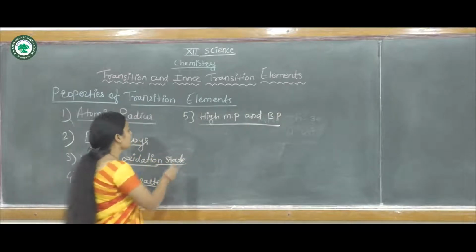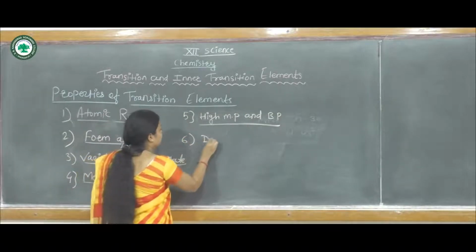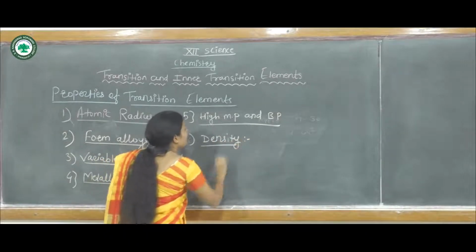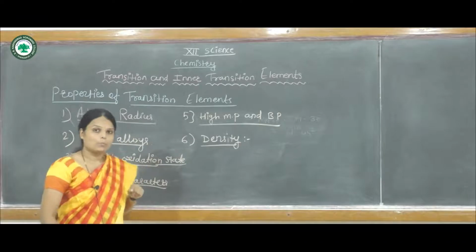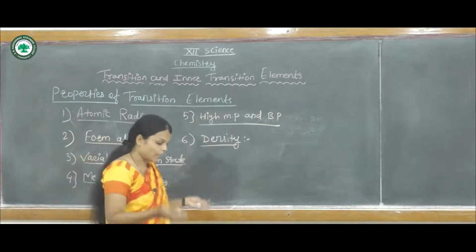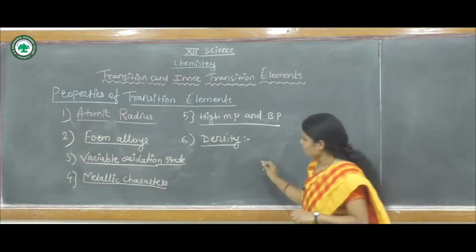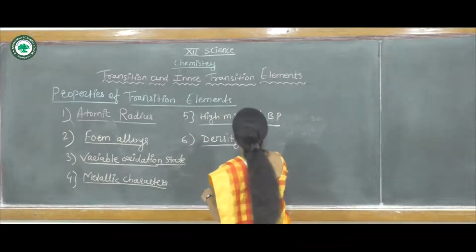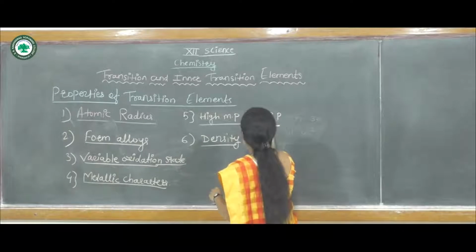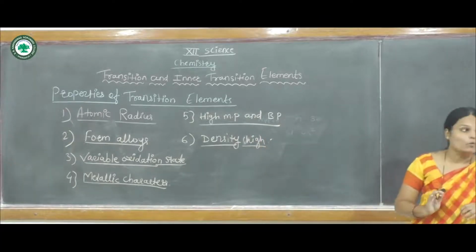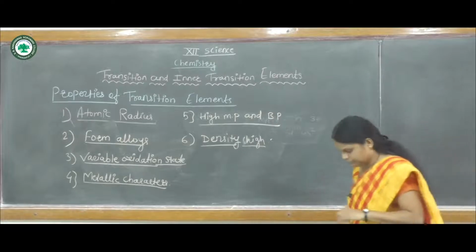The next property is density. Here the melting point and boiling point are high, and they show metallic character, and that's why the density is also high. Density is also high because of the presence of unpaired electrons.